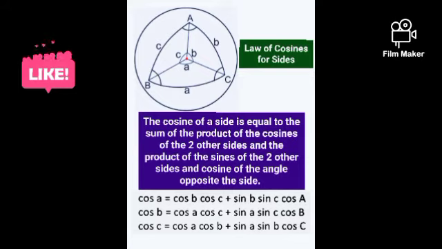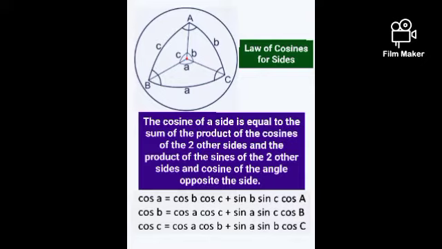And the last equation is for side small c. For side small c, the other two sides will be side small a and side small b, and the angle opposite side small c will be angle capital C.